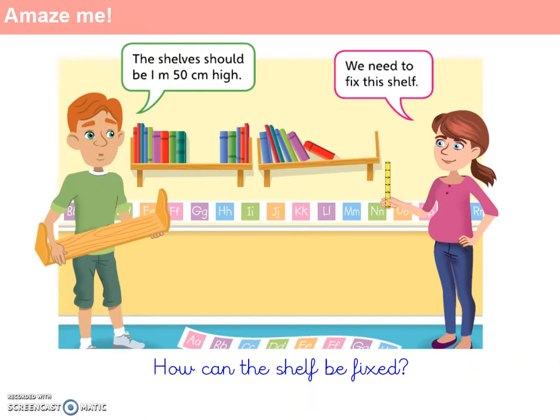Then for question 1b, we're being asked, how can the shelf be fixed? Have a little think about that one when you're looking at it, and think about how one of them isn't working properly. What could you do to that shelf to make it work the way that you want a shelf to work?